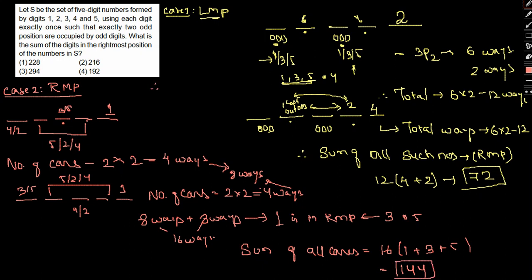So therefore the total sum in this regard would be 144 plus 72, or 216. That is option 2 will be our right answer.